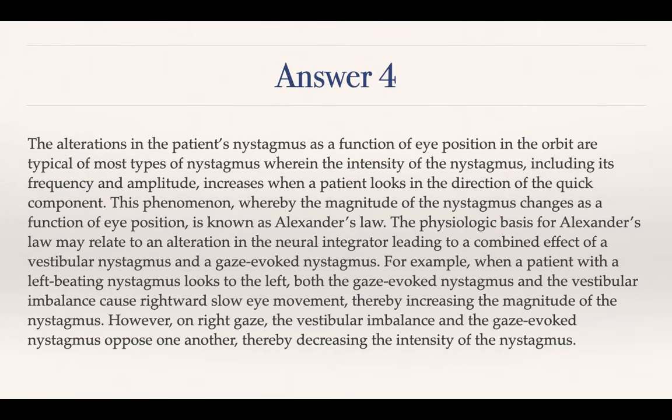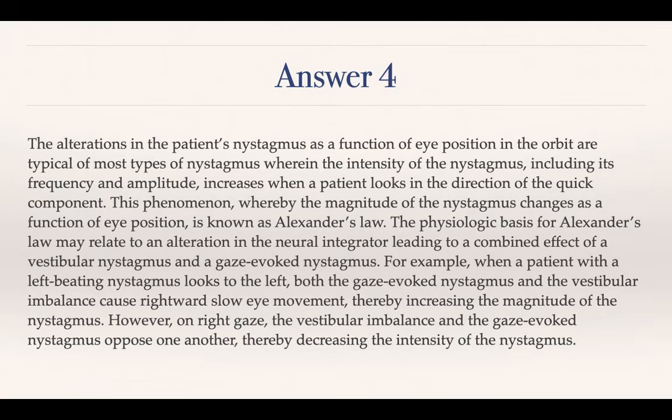We did deal with gaze-evoked nystagmus in the VNG section. So any acute vestibular insult leads to a dysfunction of the neural integrator. A dysfunction of the neural integrator leads to the development of a gaze-evoked nystagmus. Now, how does the gaze-evoked nystagmus interact with the vestibular nystagmus? That is what is going to explain the behavior that we see in Alexander's law. What is the behavior that we see in Alexander's law? If the person has a left beating nystagmus, on left gaze, the intensity becomes more.